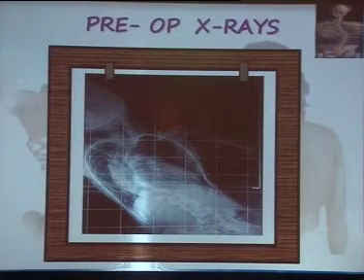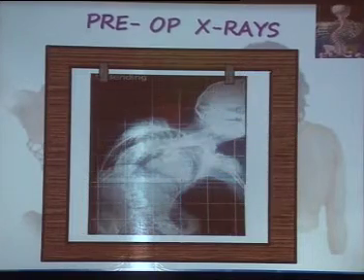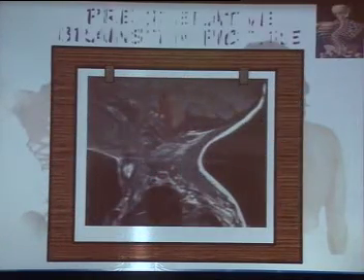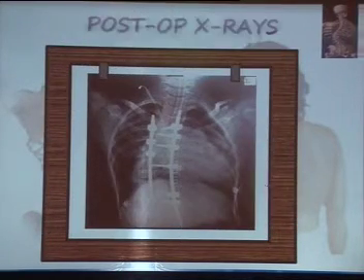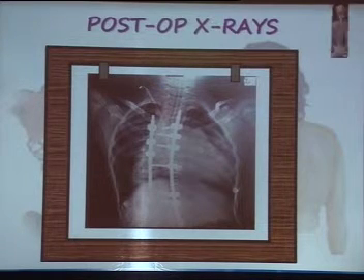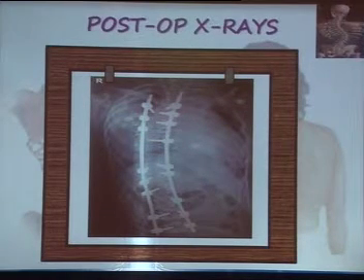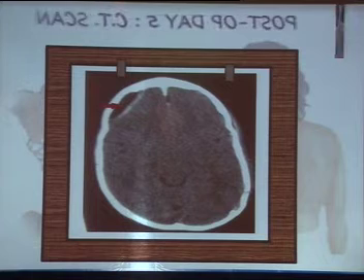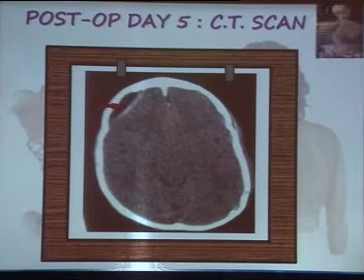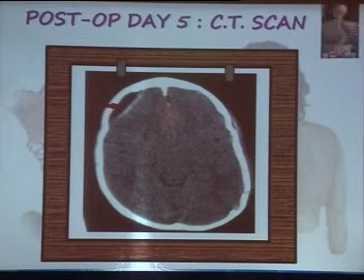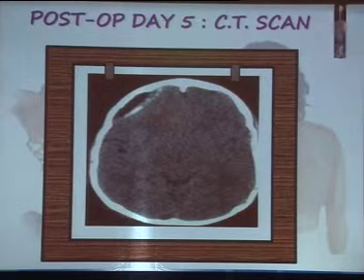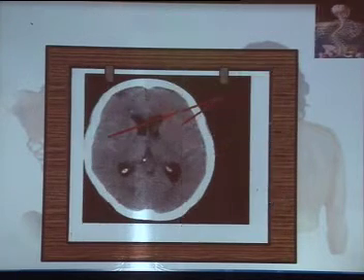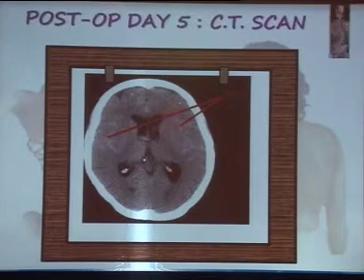These are his preoperative X-rays, right bending. One more pre-op X-ray. This is the preoperative brain picture, which is normal. This is the immediate post-op X-ray. One more post-op X-ray. This is the post-op day 5 CT scan that we got done, which shows a subdural hematoma, as you can see. A similar image on the CT scan of subdural hematoma, and along with it, associated with a subarachnoid hemorrhage in the same CT scan.